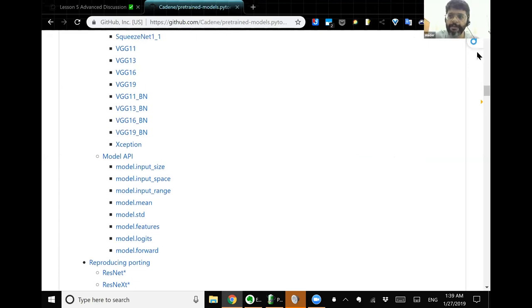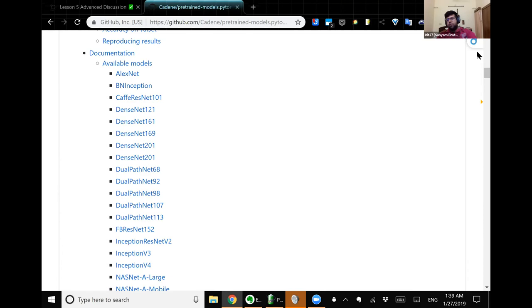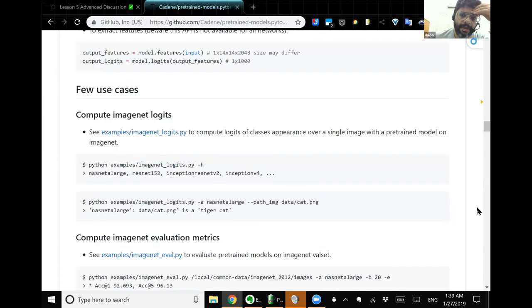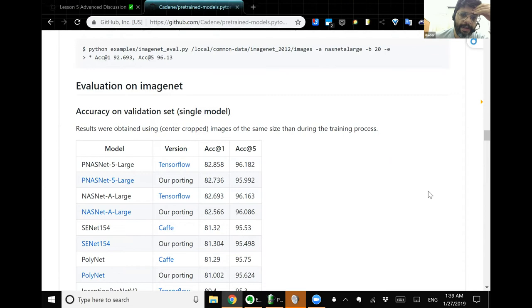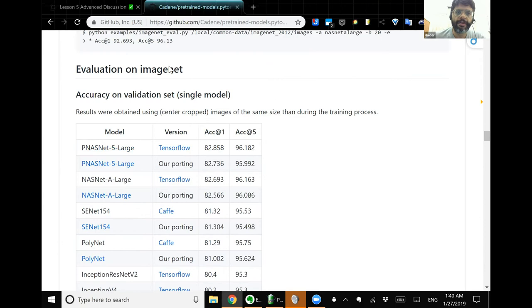Pardon, Sayam? From first look, it looks like these are arranged in the order that you would expect better accuracy on ImageNet. No, I think it's just alphabetical order. Actually, you can see here in the GitHub page the reported accuracies. So you see, results were obtained using center cropped images of the same size during the training process. These are evaluations on ImageNet.